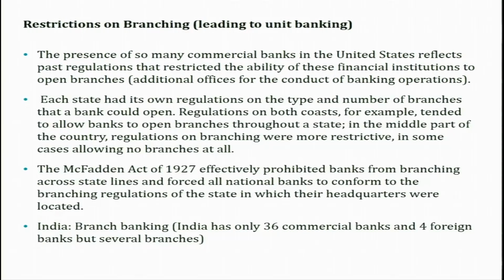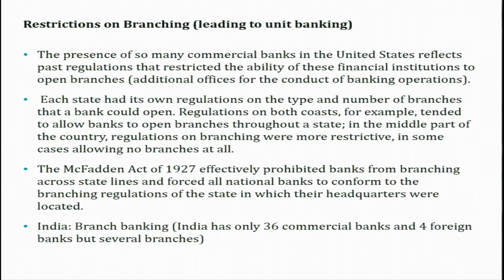Each state had its own regulations on the type and number of branches that a bank could open within a state. Overall, there are policy interventions to ensure that banks are not opening branches across the country, and it forced all national banks to conform to the branching regulation of the state in which their headquarters were located.